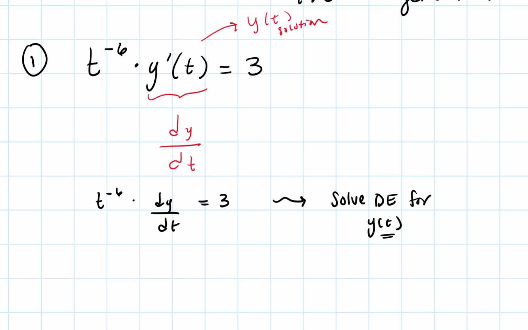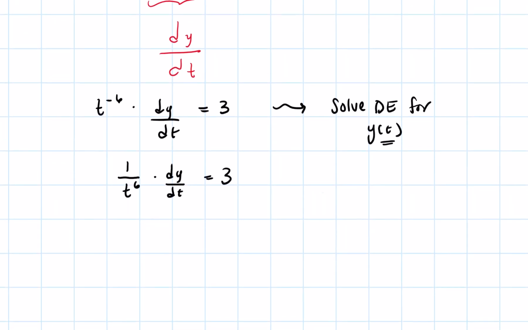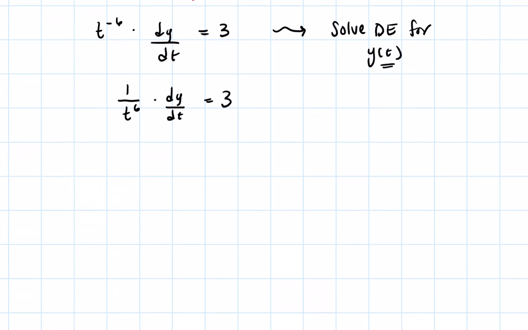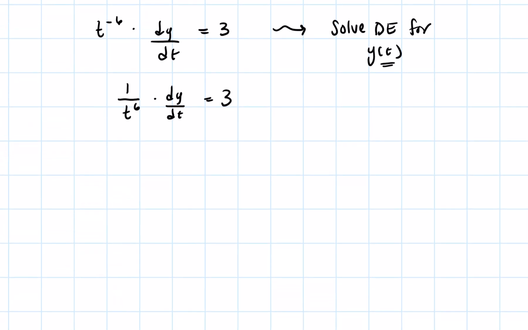So this is definitely a separable equation. We could write this as 1 over t to the 6th, the t variables all together, dy/dt equals 3. So it is definitely separable. There is actually only a constant, there's not even a y here. So we're able to separate the t's and the y's.